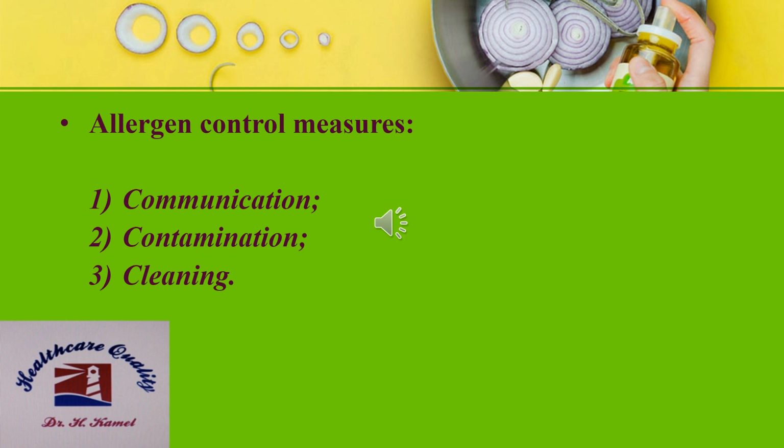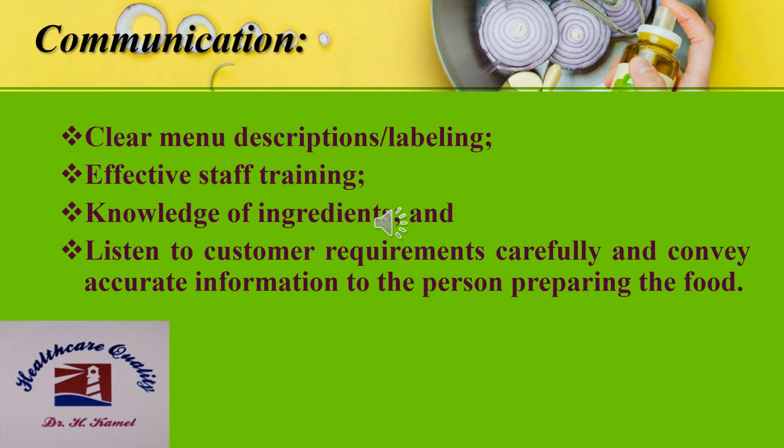Allergen control measures are communication, contamination, and cleaning. For communication: clear menu descriptions, effective staff training, knowledge of ingredients, and listen to customer requirements carefully and convey accurate information to the person preparing the food.